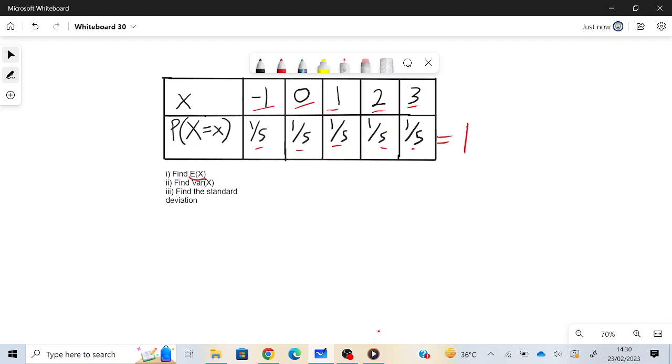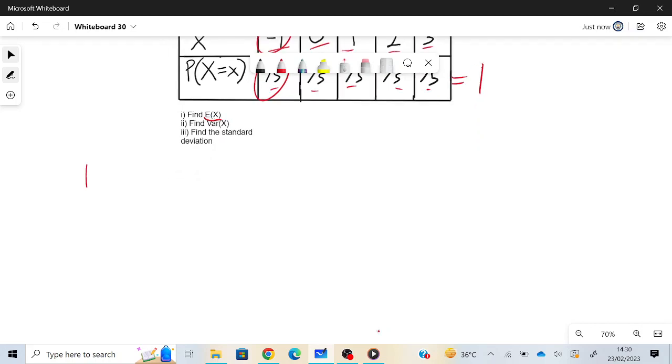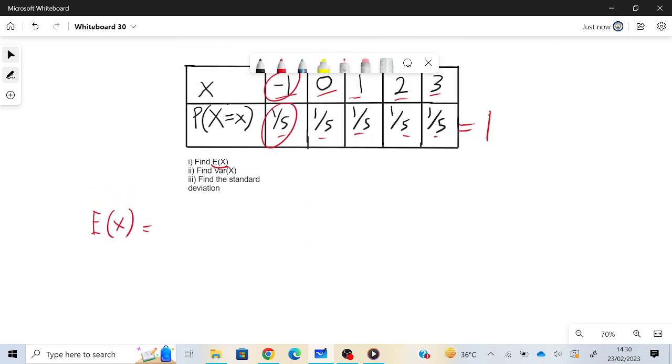Now, as I said before, to find the expectation, all you do is you take your x value, multiply it with the corresponding probability, do the same for all of the values and add them up together. So this would be E of x equal to, that's minus 1, so minus 1 times 1 over 5 plus 1 times 1 over 5.